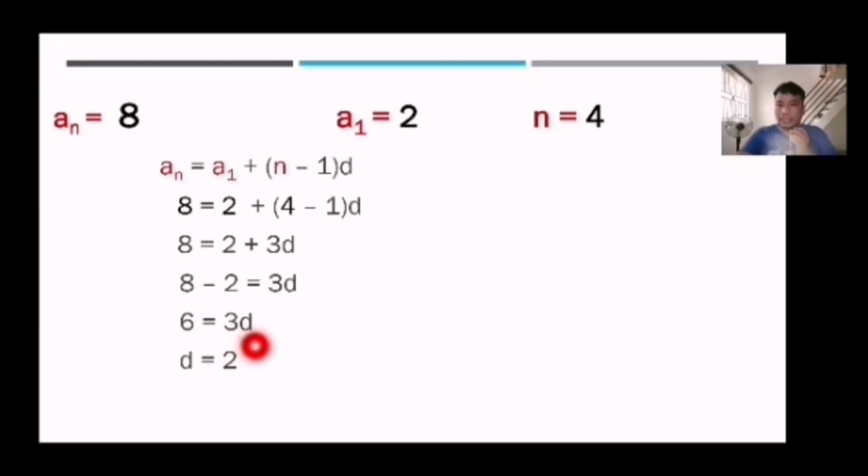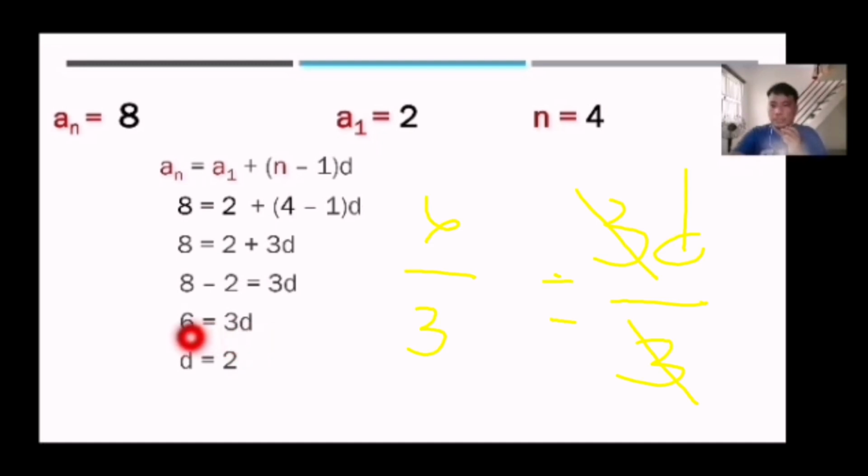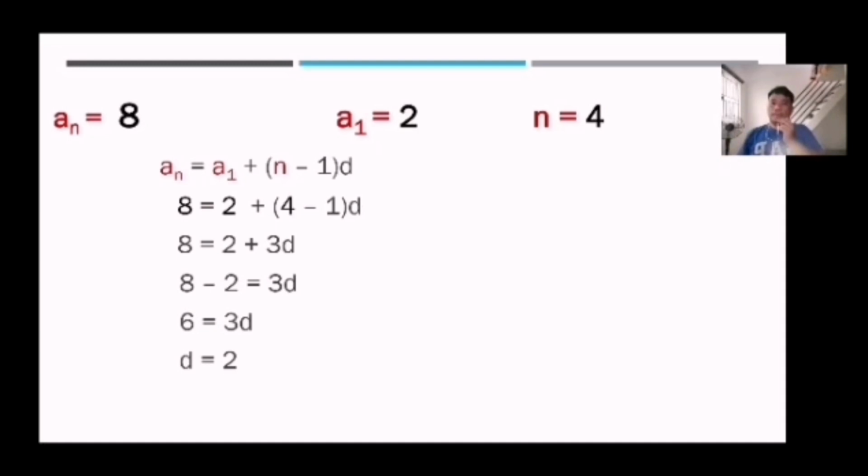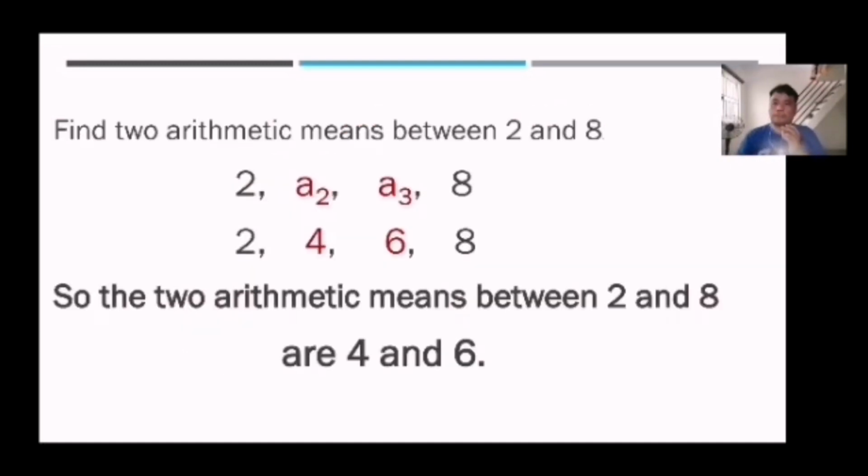Okay, so we are needing to find the value of D. So we need to isolate D. So to isolate D, we need to divide both sides by 3. Dividing both sides by 3, it will give us 6 divided by 3 is 2. And 3D divided by 3 is D. So the value of D or the common difference is 2. Okay, now that we have the value of the common difference, let's go back with the question.